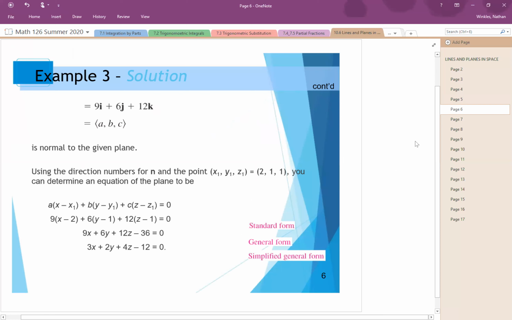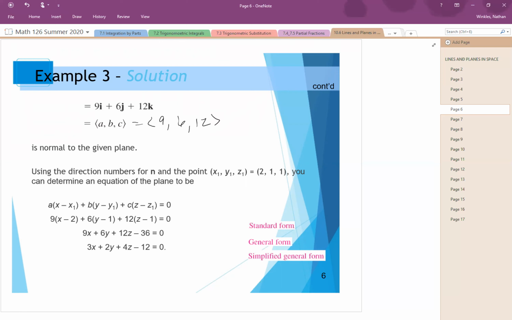So that's where we get that. So therefore, our normal, now when we say ABC here, really what this is saying is 9, 6, 12. That's our normal. Our vector here is normal to the plane.